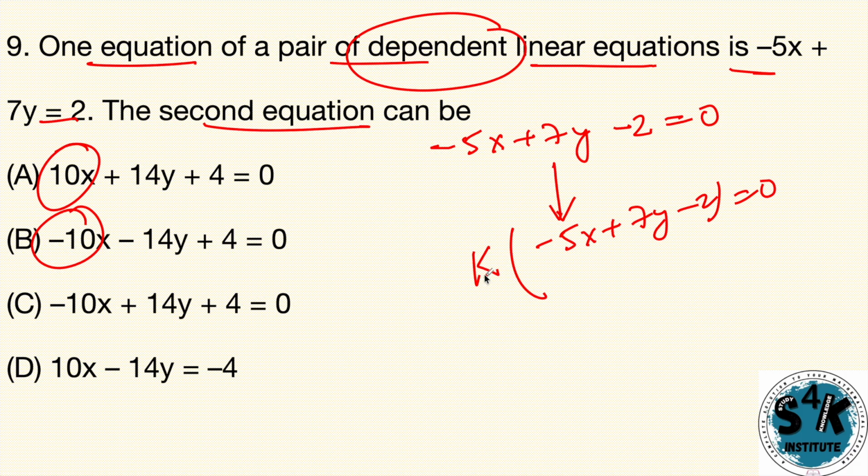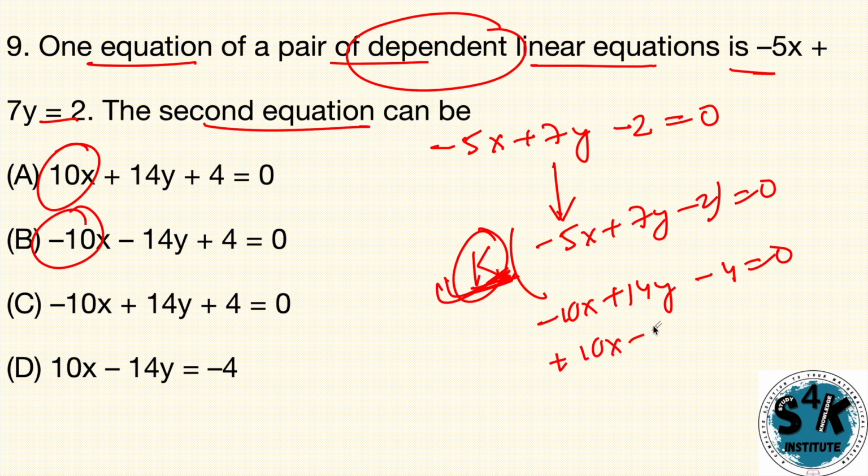So if I multiply with k is equal to 2 or minus 2, let's multiply k with 2 first. So if you multiply with k assumed as 2, you will get minus 10x plus 14y minus 4 is equal to 0. If you multiply with minus 2, you will get plus 10x minus 14y plus 4 is equal to 0.